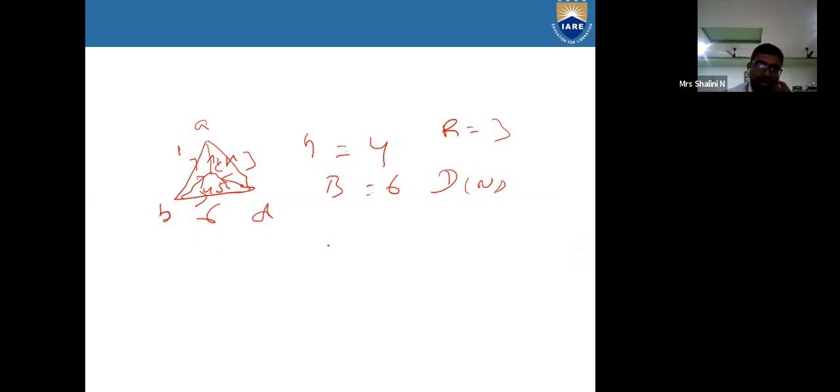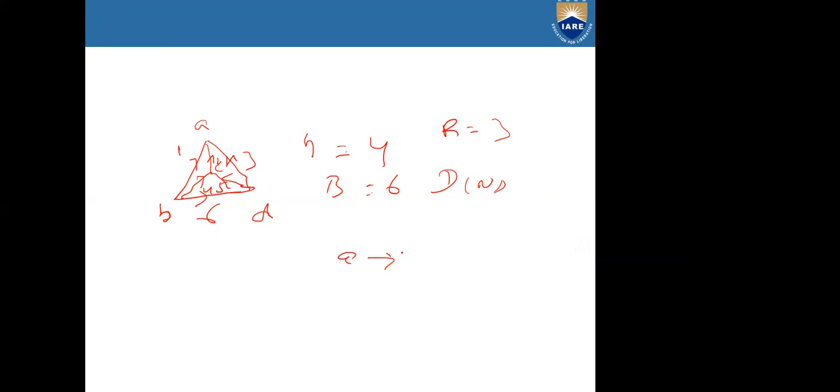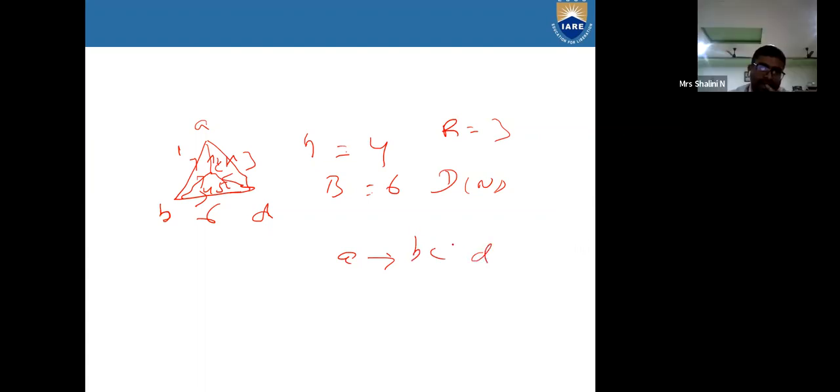And A is linked with which nodes? It is also important. For node A: B, C, D. B is coming, C is coming, D is coming. Identification is very important. All of you understand? Okay.